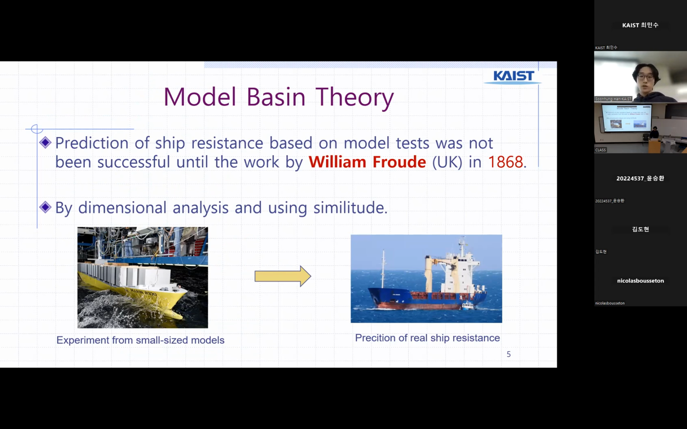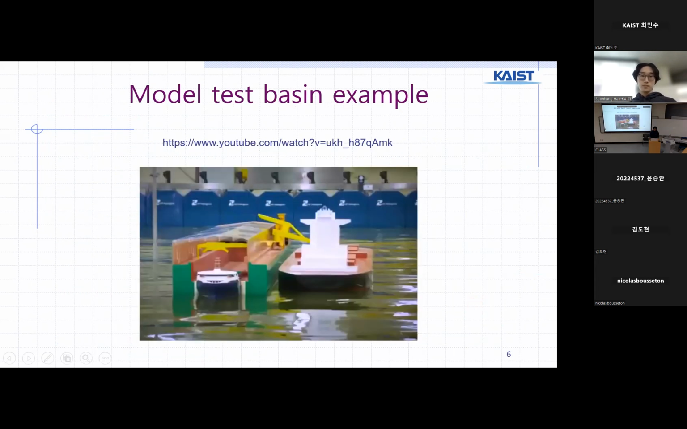As shown in the figure below, from experiments on small-sized models, we can predict the resistance of a real ship. This is a video example of a model test basin.